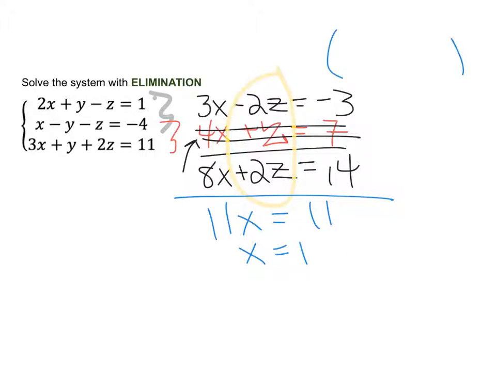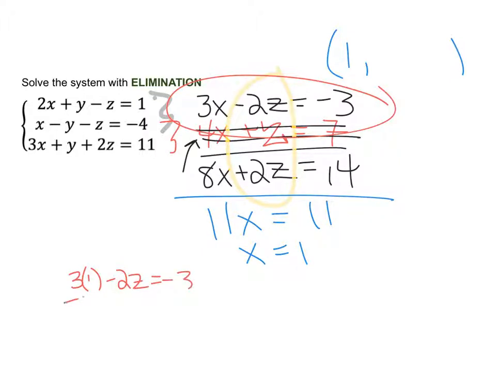So we could come up here and we could write 1 comma. Now, we can't get y yet. We can get z, however. We come back to one of these equations and we plug our x in there. 3 times 1 minus 2z is -3. Minus 3 on both sides. You see -2z is -6, so z equals 3. So I'm going to go ahead and plug that in up here in the upper corner.